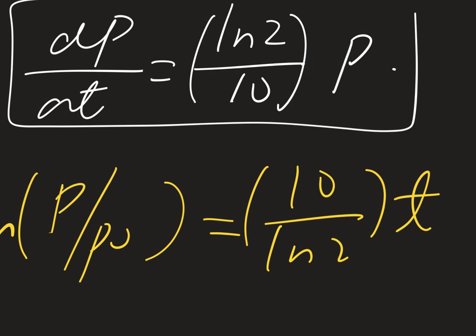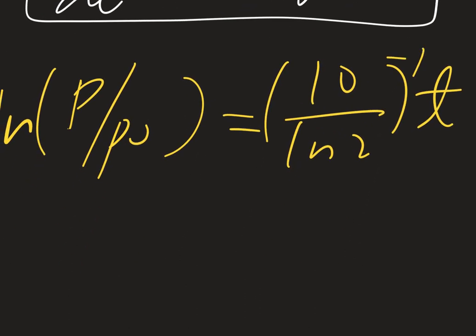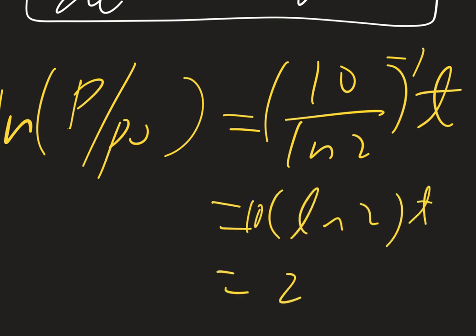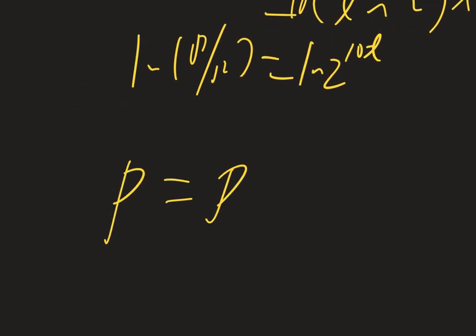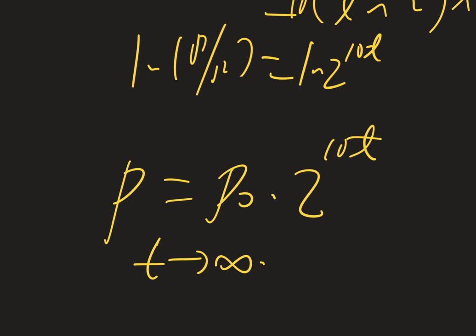Oh, the k is at the bottom. So this is something like that. So this is ln 2 over 10 t. So this is 2 to the power of 10t, ln P over P naught. That means P equals P naught times 2 to the power of 10t. So let's keep on increasing now. When t goes to infinity, P goes to infinity. So this is not correct.